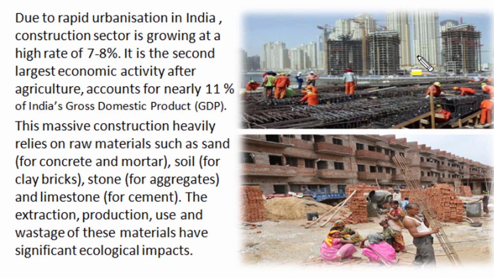Now, massive construction activity heavily relies on raw materials such as sand for concrete and mortar, soil for forming clay bricks, stone for structure as well as aggregate for concrete, and limestone for cement. The extraction, production and use of these construction materials, and after construction, if demolition or reconstruction takes place, there is also wastage, and all this has a significant ecological and environmental impact in our world.